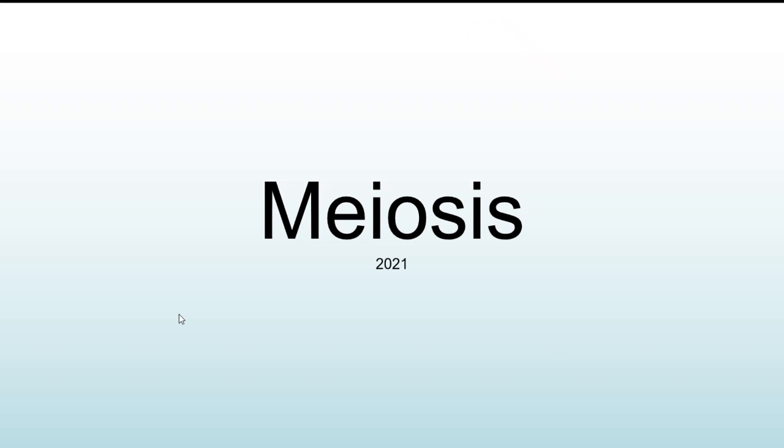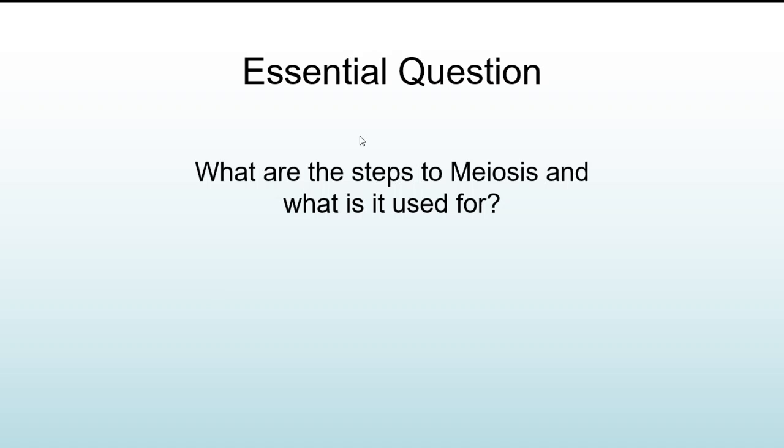We're going to start, and we're really going to focus in on meiosis. I know you've probably been through mitosis and meiosis in 7th and 8th grade, but here in biology I'll tell you the difference between mitosis and meiosis, but we're going to focus mostly on meiosis itself. Our essential question today, which you will type into your Cornell notes, is: what are the steps to meiosis and what is it used for?